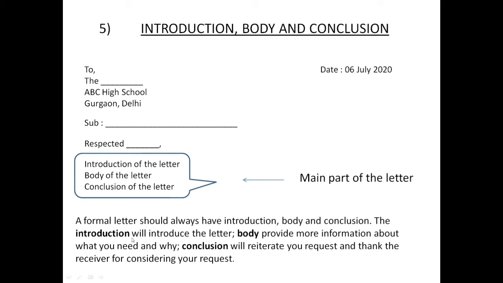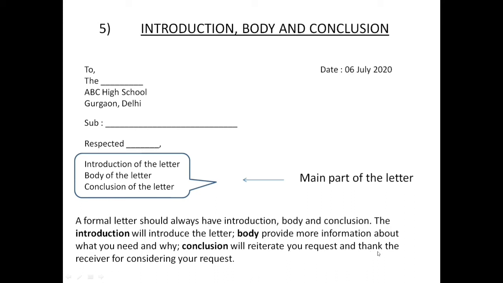A formal letter should always have introduction, body and conclusion. Three parts. The main part of the letter is divided into three parts. So the introduction will introduce the letter. Then the body provides more information about what you need and why, and the conclusion will reiterate your request and thank the receiver for considering your request. So these three things we have to include in the main part of the letter.